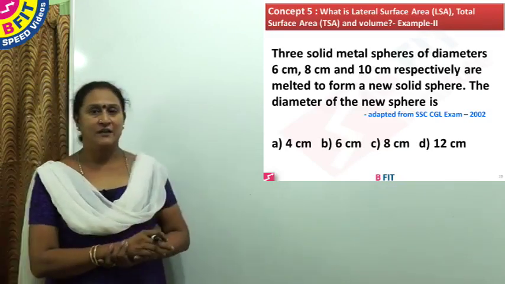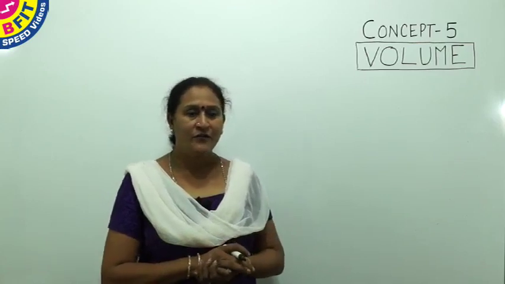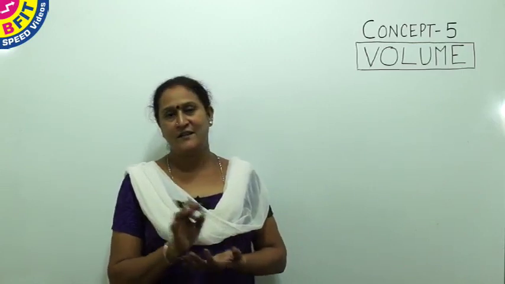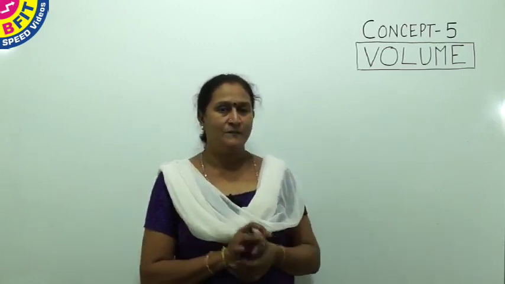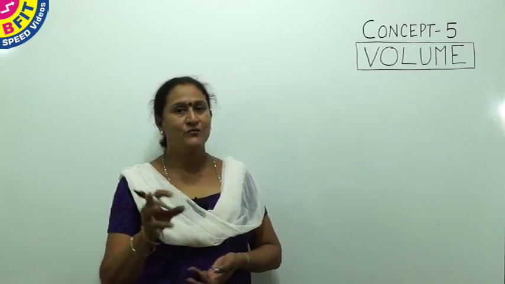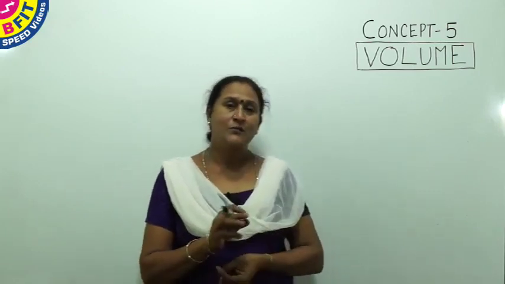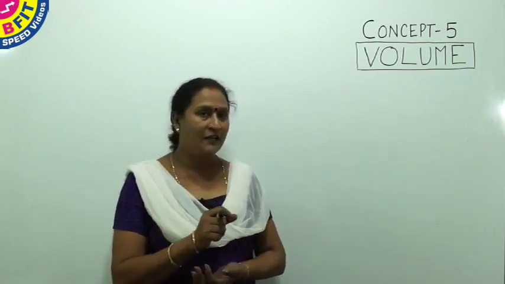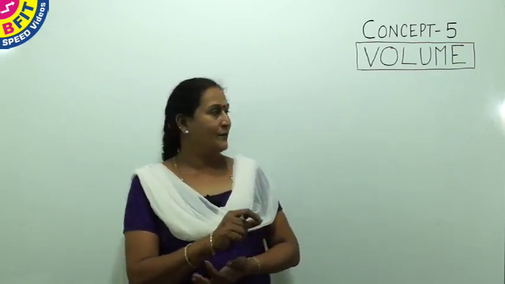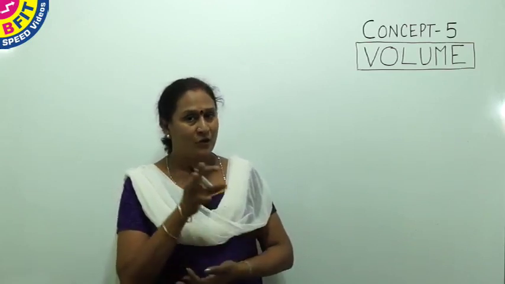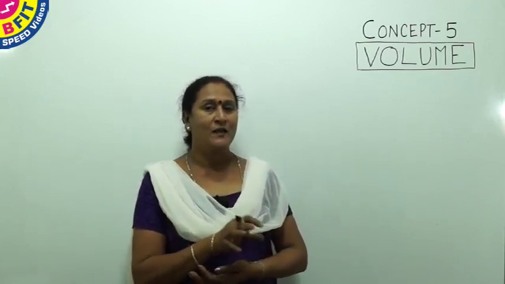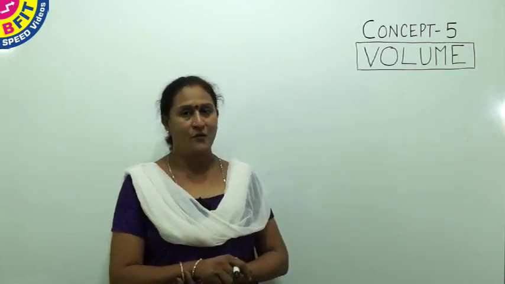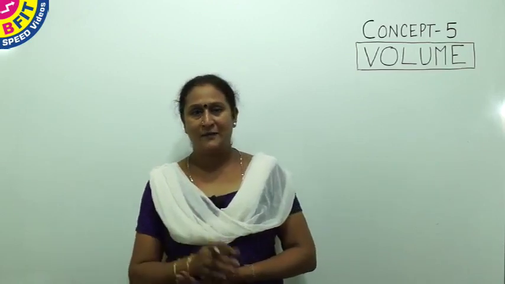So we'll see the working. In this question, we have 3 metal spheres of diameter 6 centimeter, 8 and 10 centimeter. These 3 spheres are melted to form a new solid sphere. So what is the volume of the sphere? It is 4 by 3 pi r cube. So we need the radius. Now melting these 3 spheres, a bigger sphere is formed where the volume is 4 by 3 pi R cube. So the radius of the bigger sphere is found and then doubling it we get the diameter.